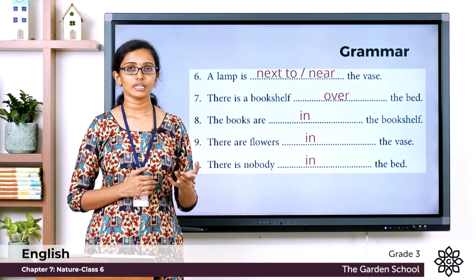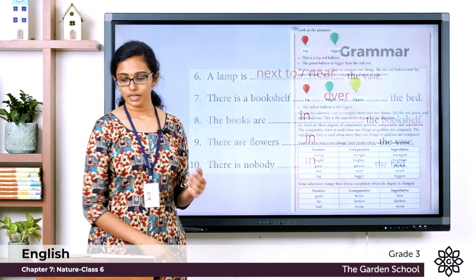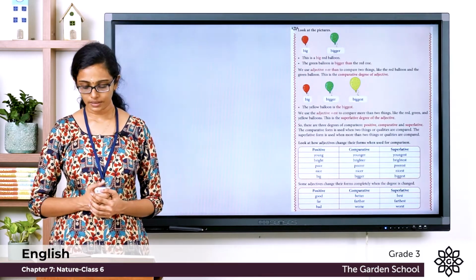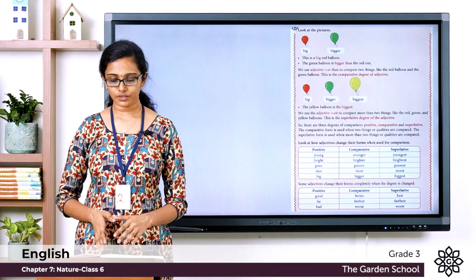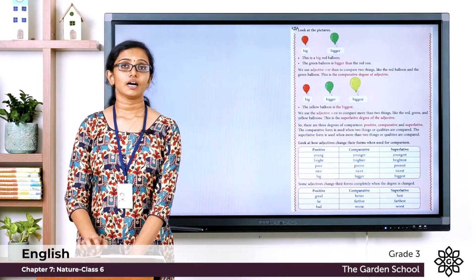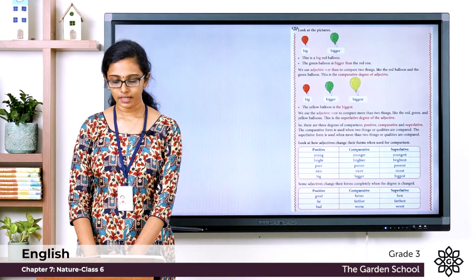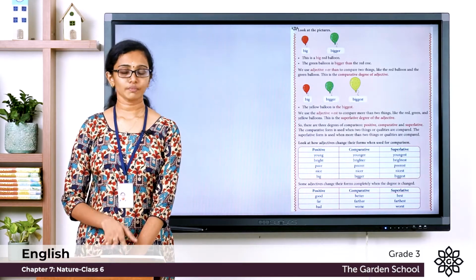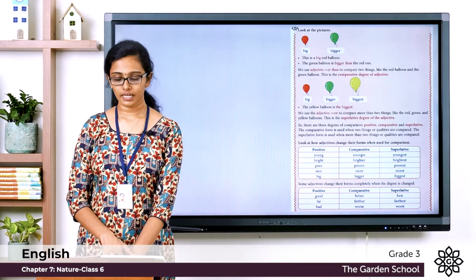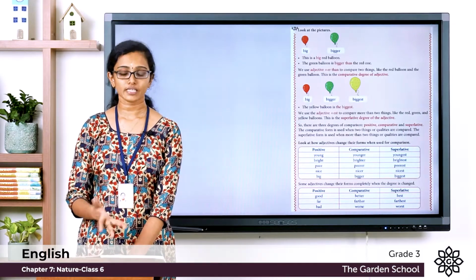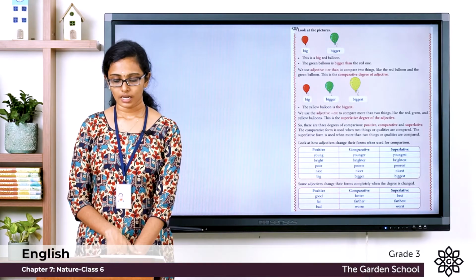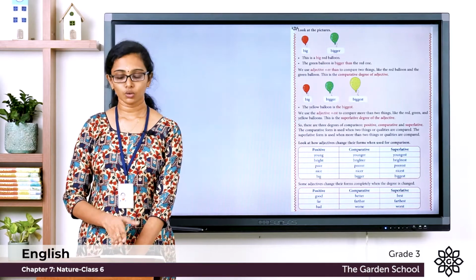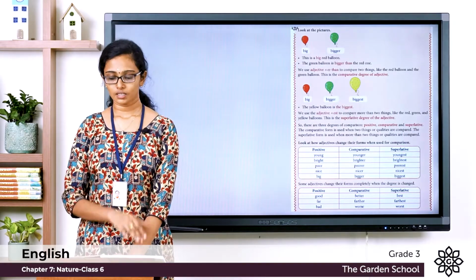Now let's move on to the next page, and this is about comparisons in adjectives. So here you can see a note given in the page. So please look into the page. Here you can see a big red balloon is given there, and there is a sentence, this is a big red balloon. A second balloon is given there which is green in color, and it has more size compared to the red balloon. And how can we represent that in a sentence? The green balloon is bigger than the red one.